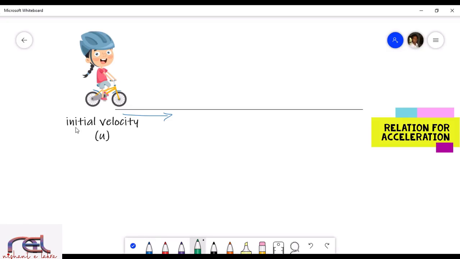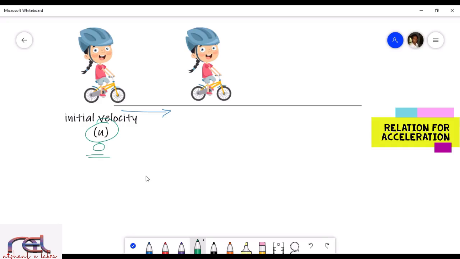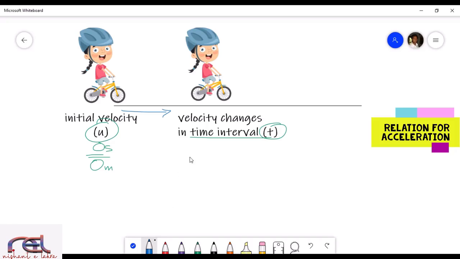Now let's understand some relations for acceleration. Let's say there is a girl riding a bicycle on a straight path. The initial velocity she takes is represented by small letter u. The initial velocity is mostly 0. At 0 seconds she covers 0 meters. That's the initial velocity represented by lowercase u. Now after some time interval, the velocity has changed, right? She is not standing in one place, keeping her bicycle in one place.